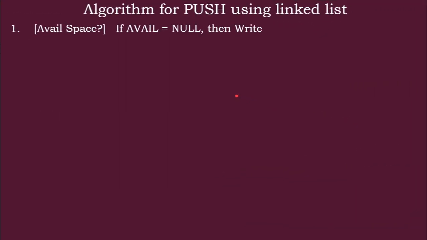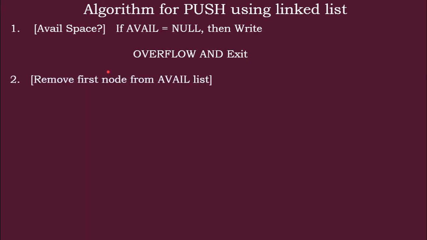Now let us see the same operations, push and pop, and how they are done using the linked list concept. We know that a linked list consists of nodes, and a node consists of the data and the address field. First we have to check whether space is available to push any new element. For that, the condition is: if avail is equal to null. Avail is a variable which refers to the freely available memory spaces. If avail is equal to null, then write overflow and exit. That means we cannot push more elements and have to exit the algorithm.